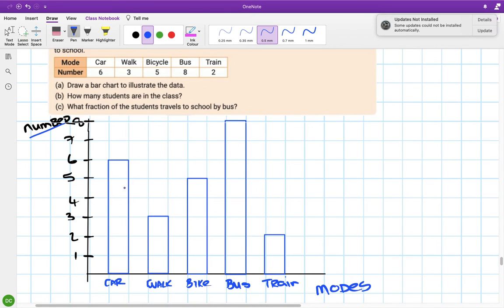Well, you can see the numbers here, or you can read them off the bar. It doesn't really matter. It's 10, 19, 24 are in the class. And what fraction of students travel by bus? So 8 out of 24, which simplifies to a third.